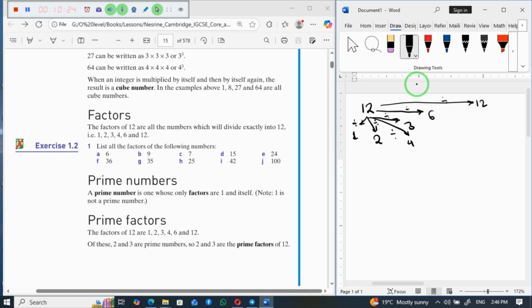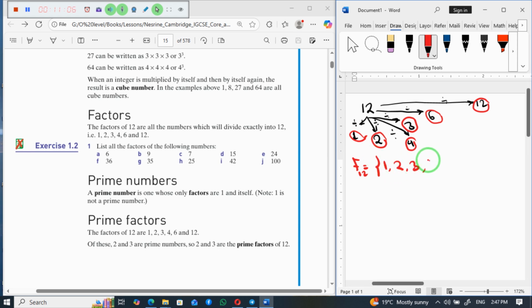So these numbers, which I want to circle in a different color, the red color, are called factors of 12. If we write it as a set, F of 12, which means factors of 12, is equal to {1, 2, 3, 4, 6, 12}. These are called the factors of 12.